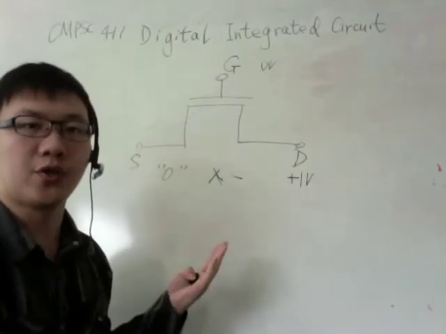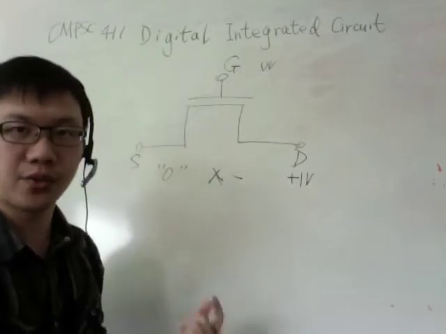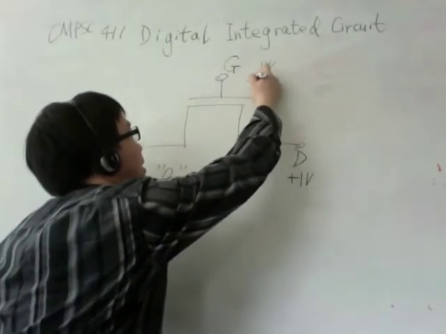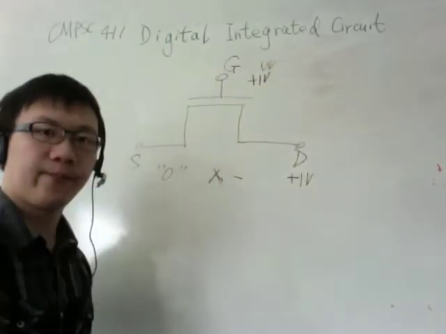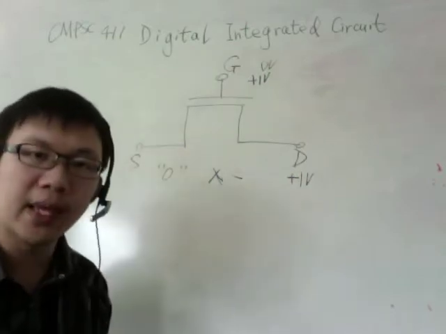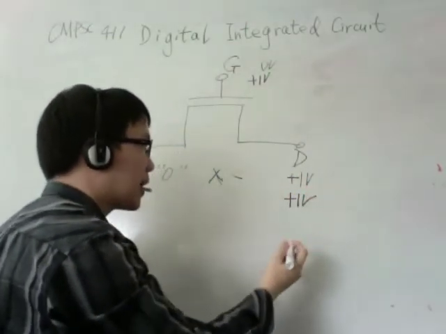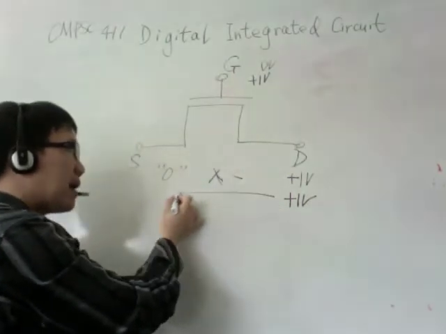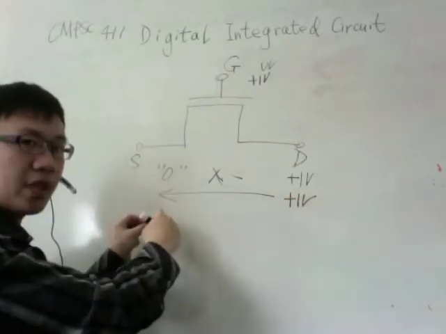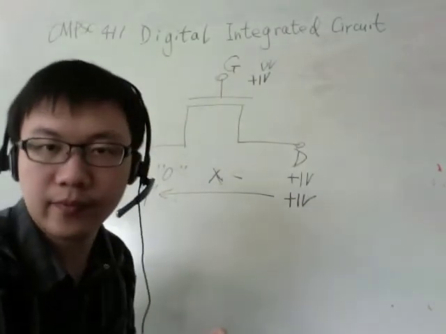But since it's a switch, it should be able to be turned on. So how do we turn on the transistor? We apply a positive voltage on the gate. In that case, the switch is turned on. That means if you apply a voltage on the drain, the current will be able to pass through the transistor, connecting the drain with the source. And we define this state as state 1.